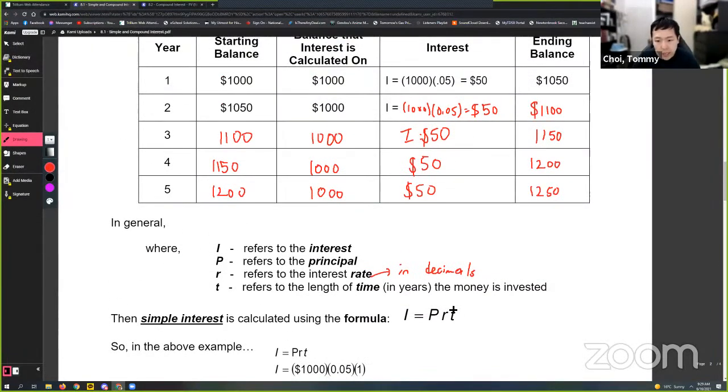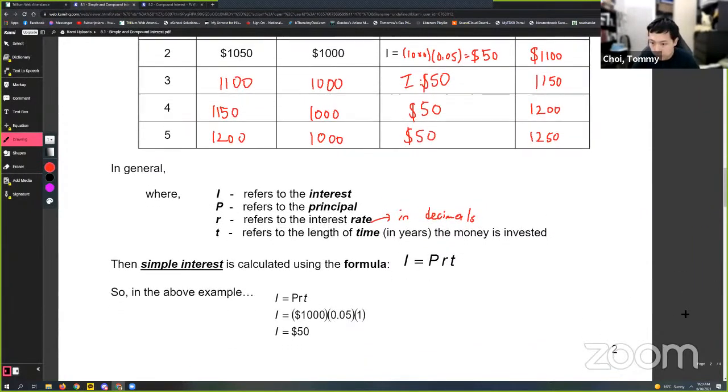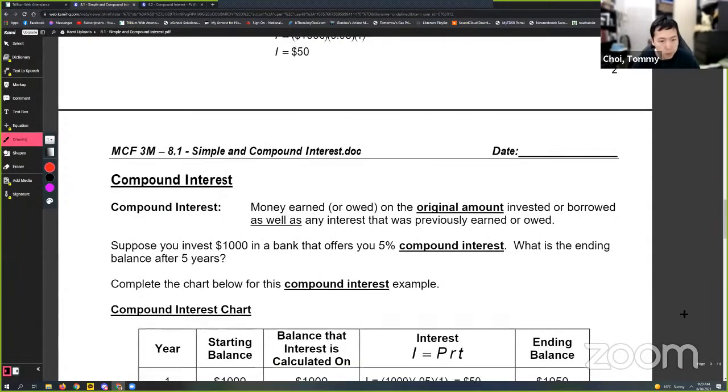All right. Any questions about simple interest here so far with like formulas and the explanation here? Okay, no questions. We're going to move on.